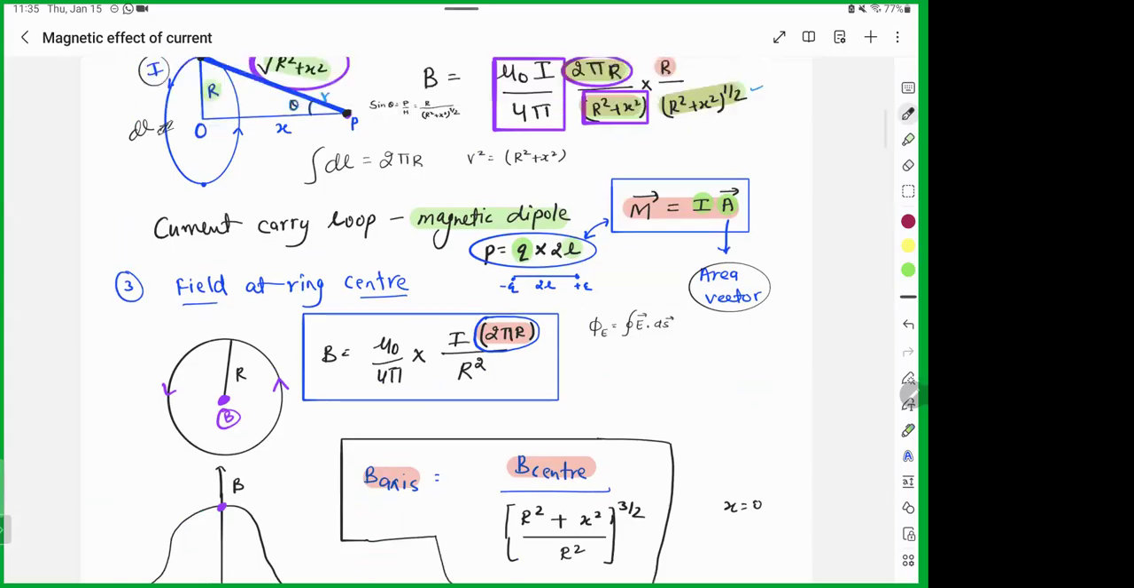If you calculate the magnetic field at the center of the ring, we already calculated that. You just have to put the dl value as pi r. As simple as that. You are applying this formula here, and then theta will be 90 degrees in this situation.